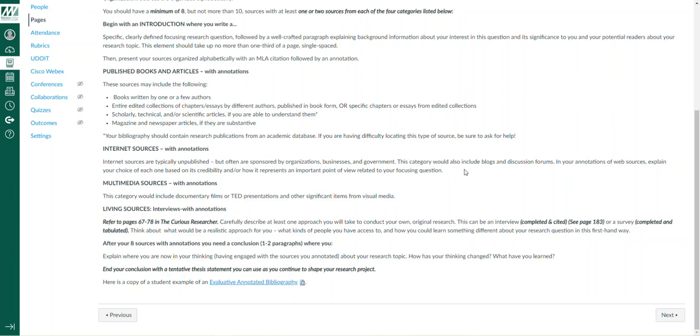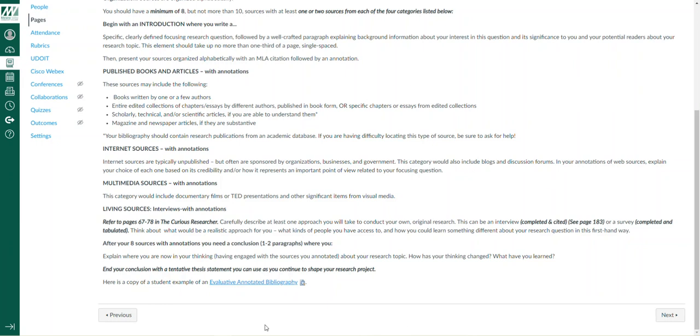So yes, you can have an interview. You can have 2 multimedia sources. You can have a couple of internet sources, and that means you have to have about 3 substantial articles from category 1, published books and articles. You need 8. What you don't obtain through one category has to be replaced to meet that 8, all right? Also, after you finish your 8 sources and annotations, you need 1 to 2 paragraphs where you write the conclusion, with a tentative thesis statement.